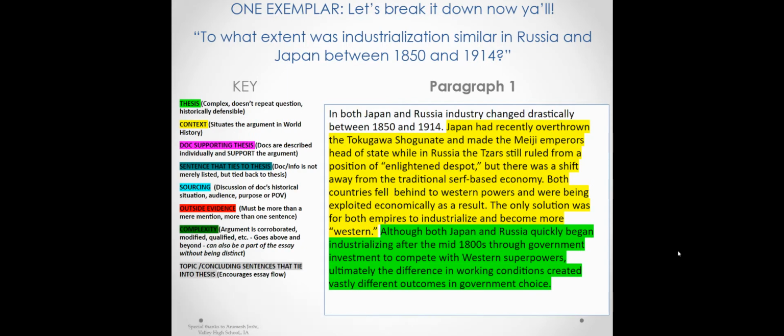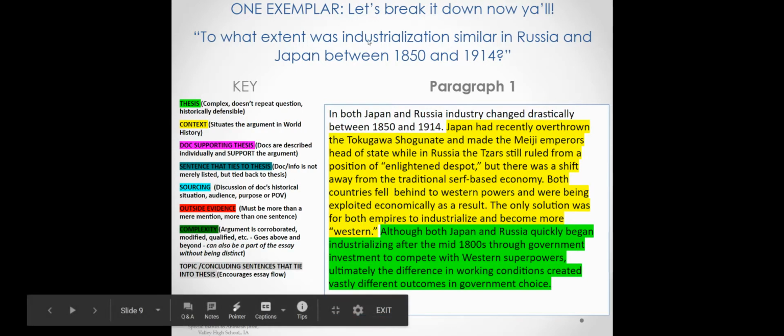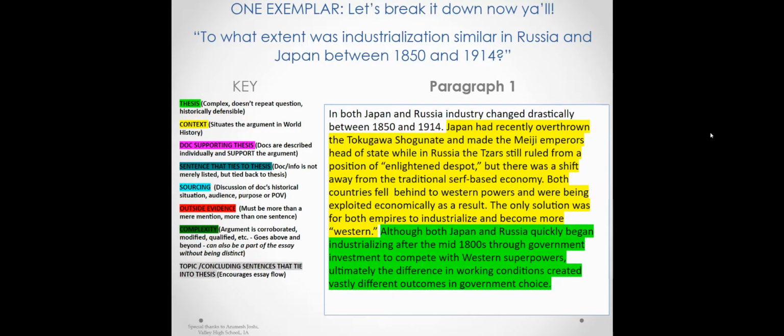You have your introductory statement. Nobody cares. But right away in yellow, you're going to look at your contextualization. Those are specific events that had to happen for industrialization in Russia and Japan between 1850 and 1914. So you do have to have some background knowledge concerning the prompt. And what we're seeing here in background knowledge, contextualization knowledge, Japan overthrew the Tokugawa shogunate. Russian czars still ruled, but there's a shift from a traditional serf-based economy. We know that happened. I believe that was Alexander the Second. The third freed the serfs, ended up getting assassinated.